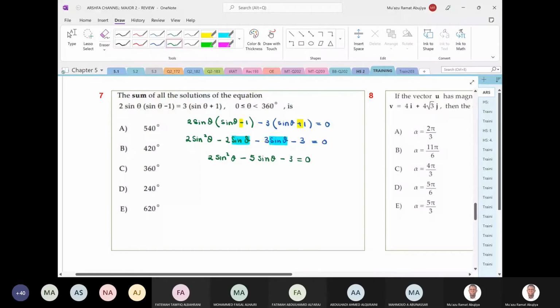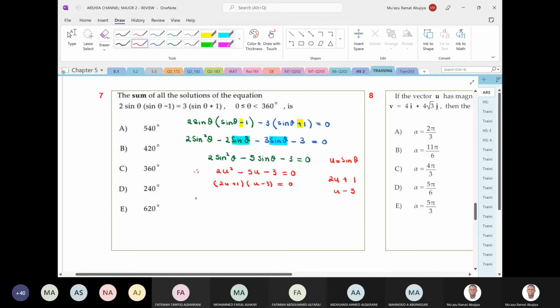Now, if for example, we let u equal to sine of theta, then we can write this one as 2u squared minus 5u minus 3, of course, equal to 0. Then let us factor. We can say 2u and u. We can put here 1, and here should be 3. And this shall be negative, and this will be positive, right? So the factor will be 2u plus 1 into u minus 3 equal to 0.